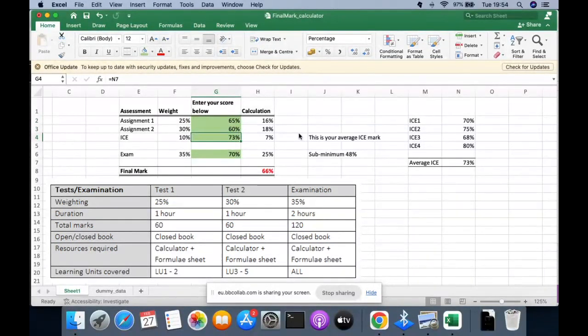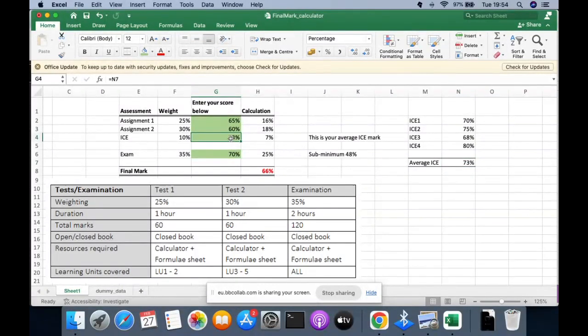So you're going to have 4 ICE tasks, all right? Say, for instance, for ICE task 1 you got 70%, ICE task 2 you got 75, ICE task 3 you got 68, and ICE task 4 you got 80%. So you would average them. Basically add up all the percentages and divide by 4 because you have 4 ICE tasks, and that gives you an average of 73%. That is what you will enter here, your average.